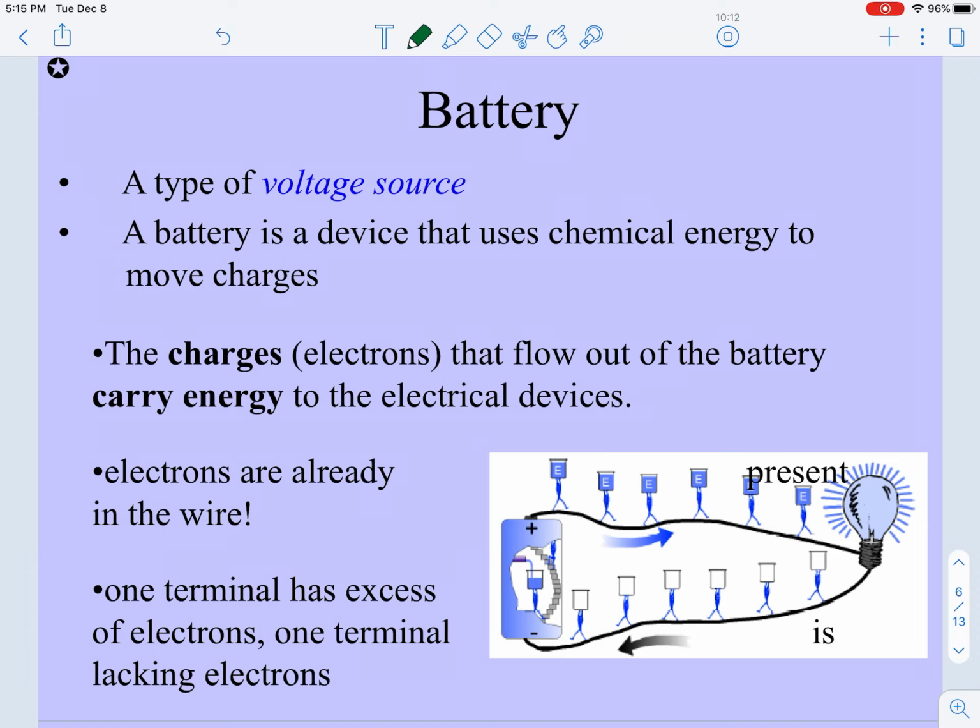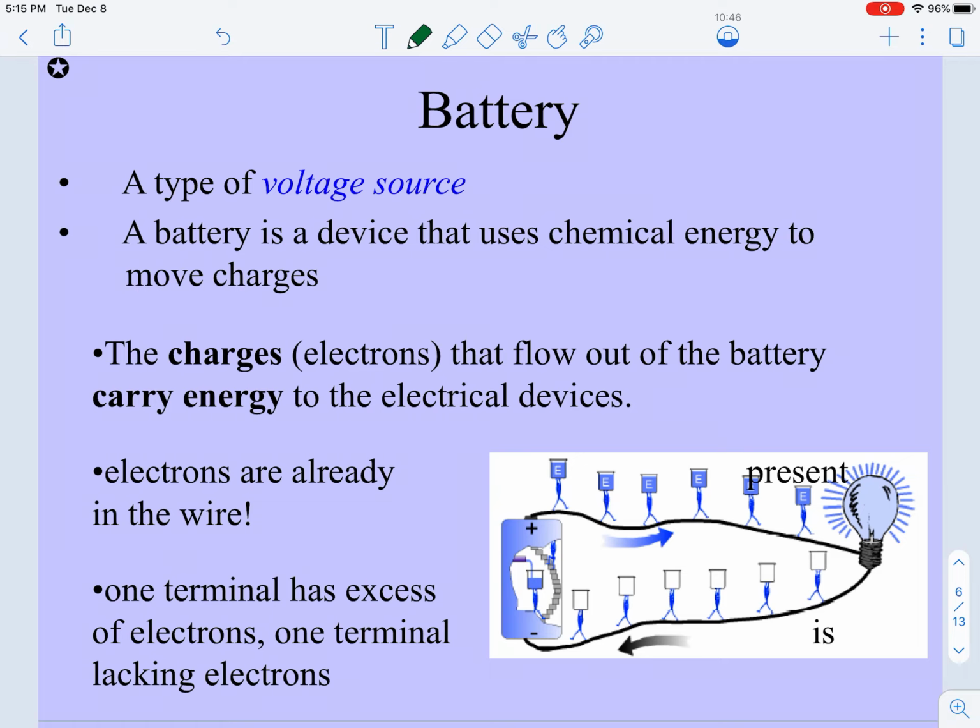Okay, these are our charges. So they are going to exit the battery carrying energy. They are going to take that energy and move it along the wire, and give that energy to the electric device. So the energy is going to be used by the light bulb in order to give us the light. So that electrical energy, in this particular case, will be converted into light energy. You can see after they have exited the light bulb, they are out of energy. They have given their energy away.